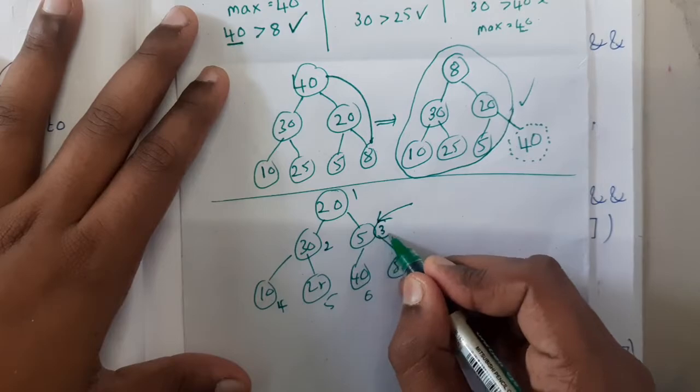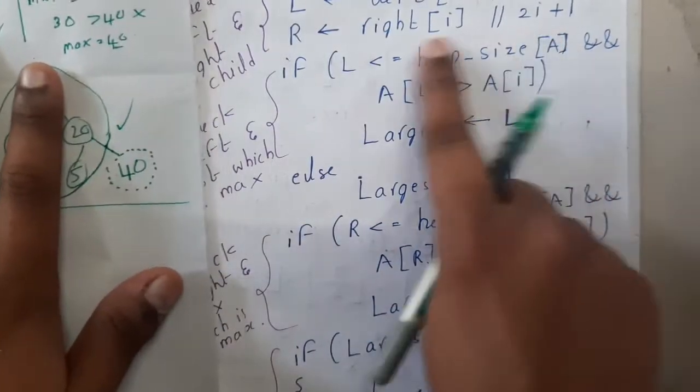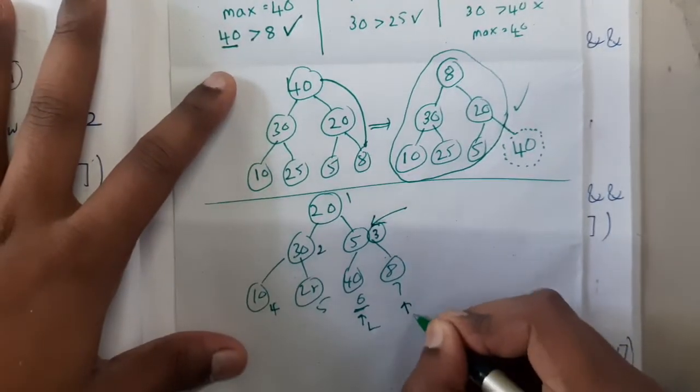Okay, so the left child value is nothing but 2 into I. So 3 into 2, what is the value? 6. So 6 is our left child. Similarly 2i plus 1 is nothing but our right child. So this is our right child. So I am pointing two values to those addresses.